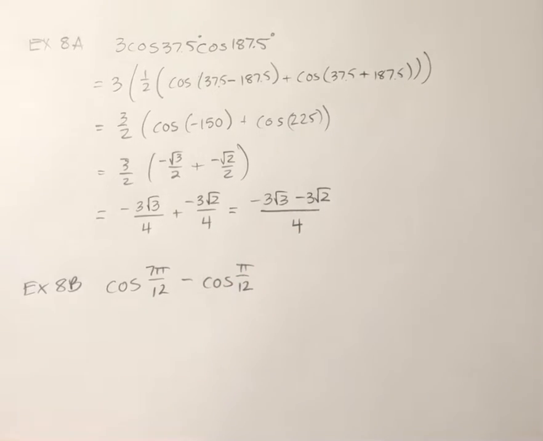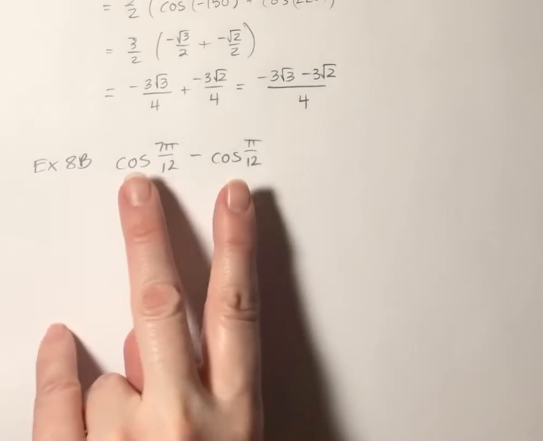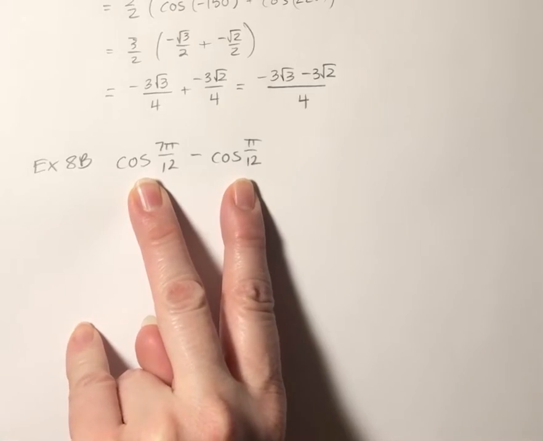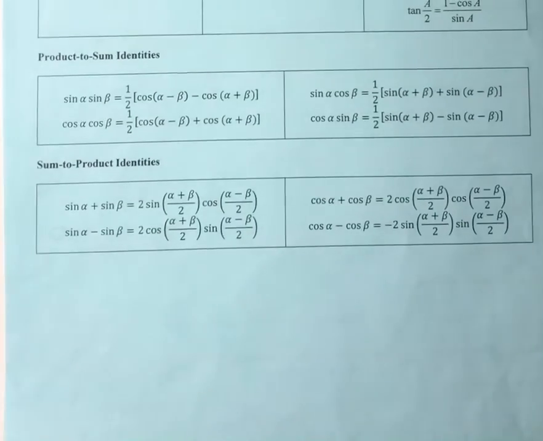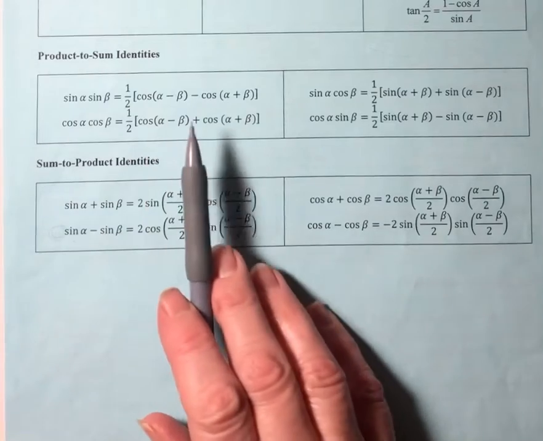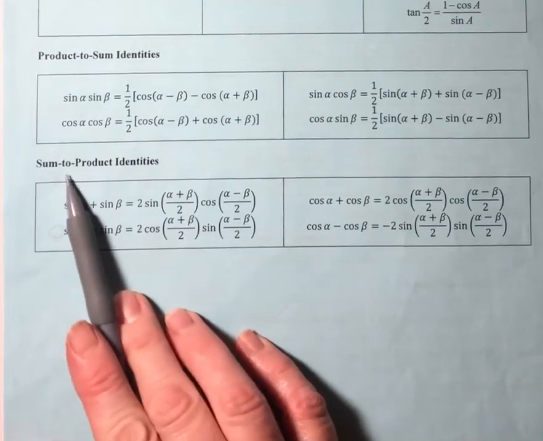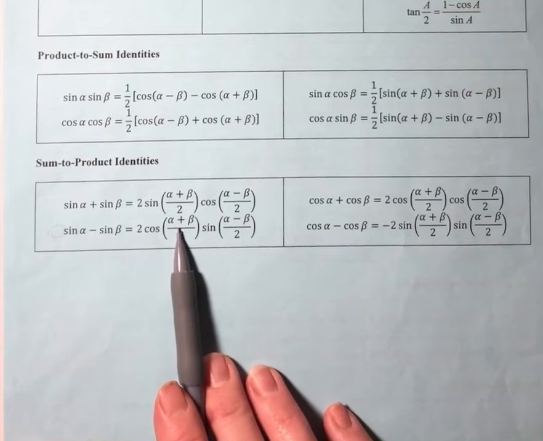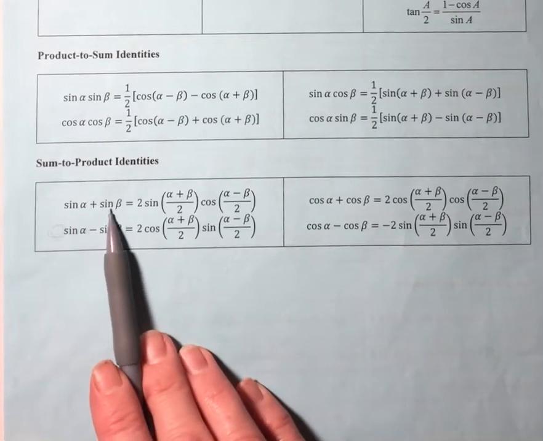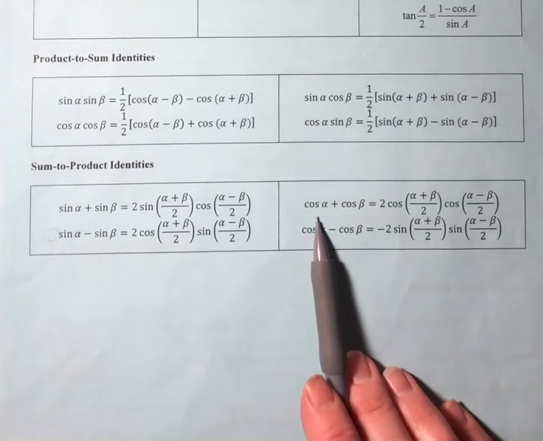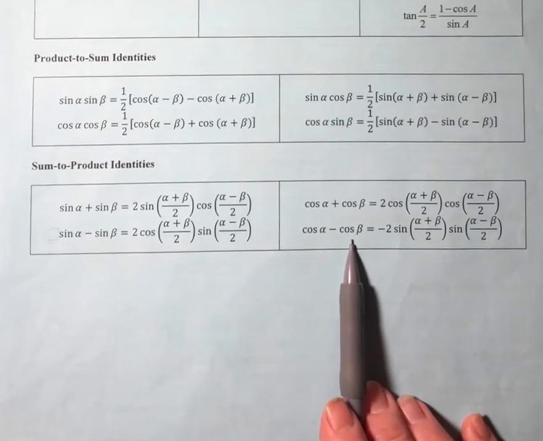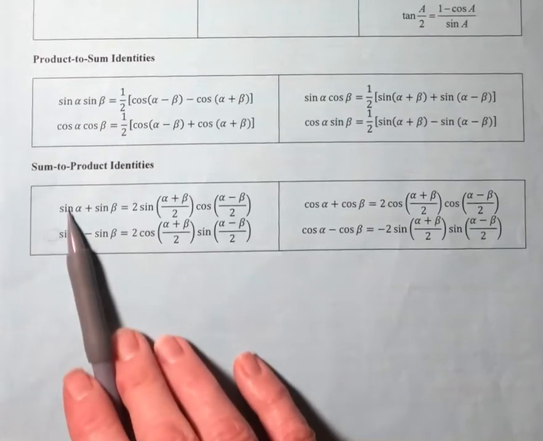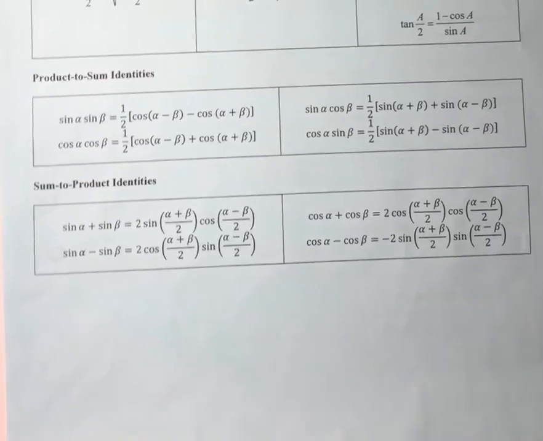So now they throw this one at us. This is no longer a product, okay? And so we go from product to sums. There's also sum to a product, okay? So that's the identity we're gonna have to use for this one. Sine plus sine, sine minus sine, cosine plus cosine, and cosine minus cosine, okay? So these are all gonna be the same.